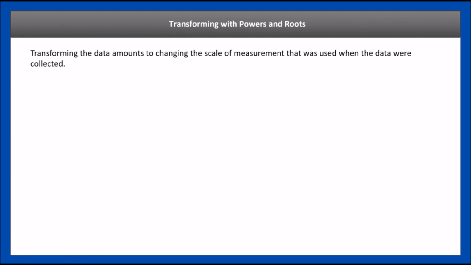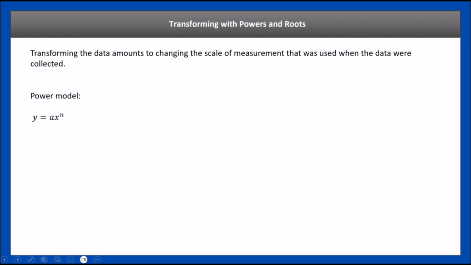First off, transforming the data amounts to changing the scale of the measurement. In the previous two examples, we used a logarithmic scale by doing that transformation. As we change that scale, the data becomes linear. So changing the scale that was used when the data was collected enables us to linearize the data.